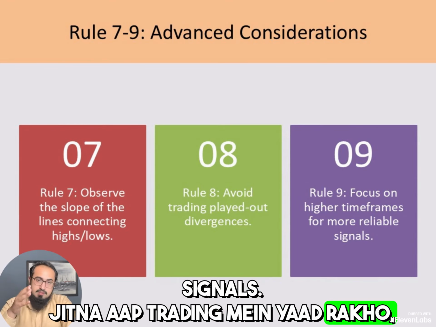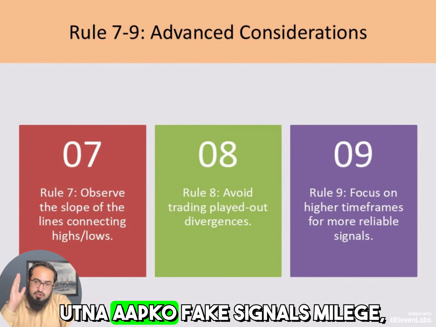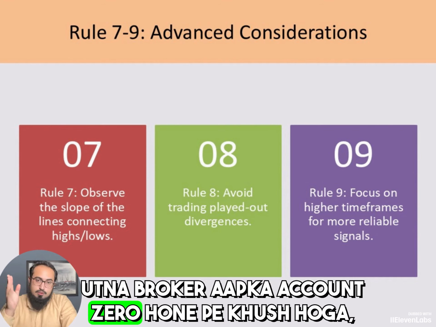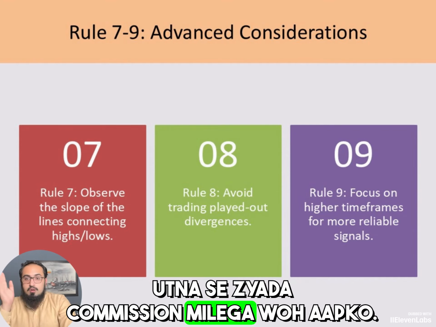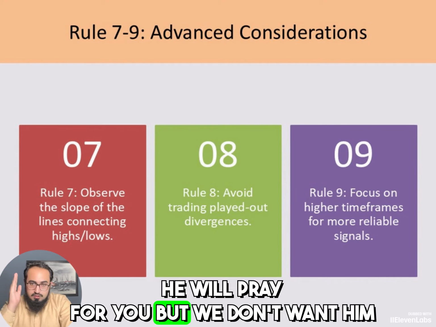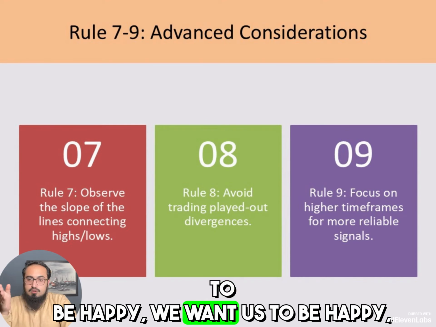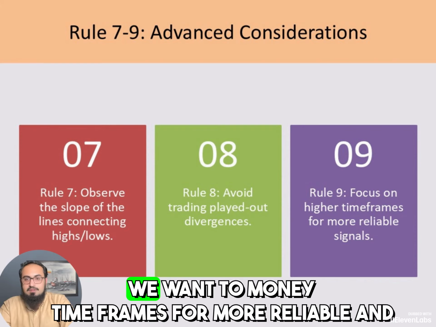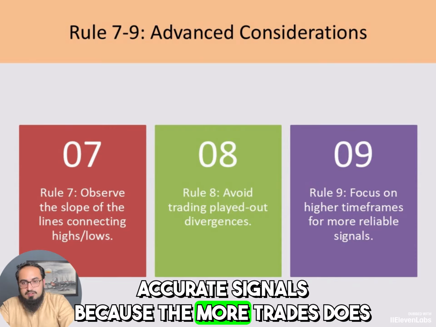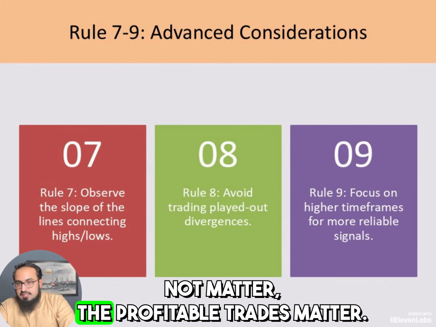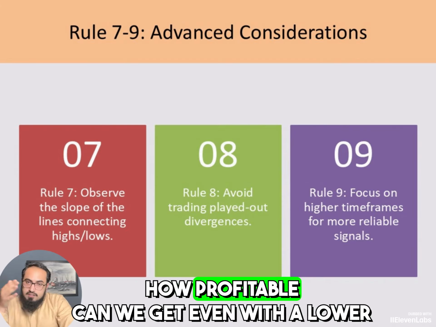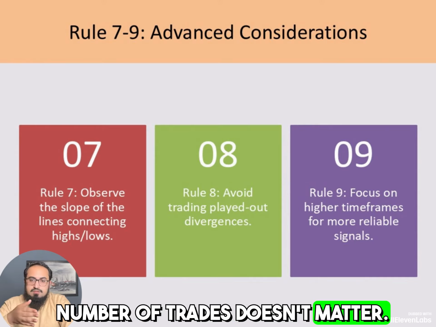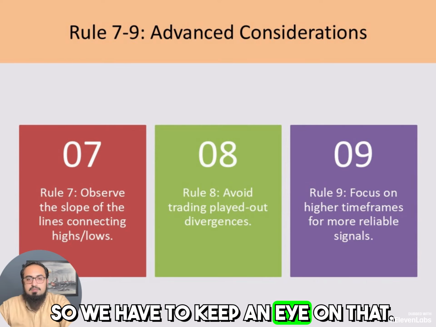Remember in trading, the more you go to small time frames, the more fake signals you will get, and the happier the broker will be when your account goes to zero. The more commission they will get. It will play for them. But we don't want the broker to be happy. We want us to be happy. We want the family to be happy. You want to make money by using higher time frames for more reliable and accurate signals, because the number of trades does not matter. The profitable trades matter. How profitable they are is what counts. The number of trades does not matter. So we have to keep an eye on that.